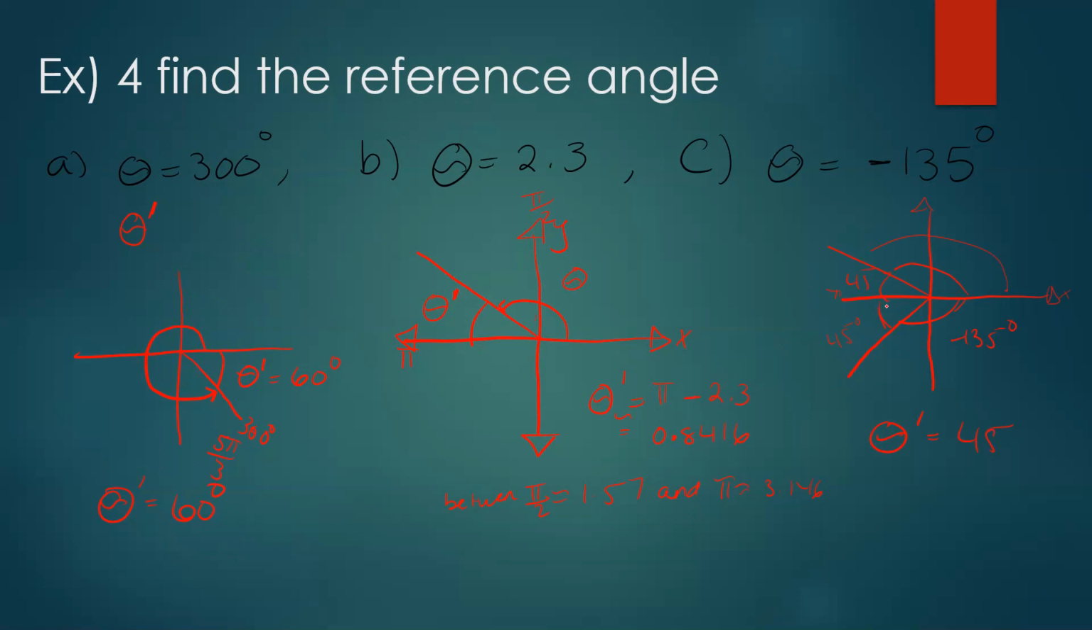And why didn't I use negative 45? It's because this would be positive 45, right? We're going this way now. Because if I go negative 45, it would be right here, and that's not what our reference angle is. It should be right here. Okay, so that was that one.